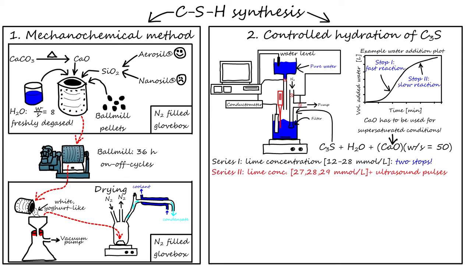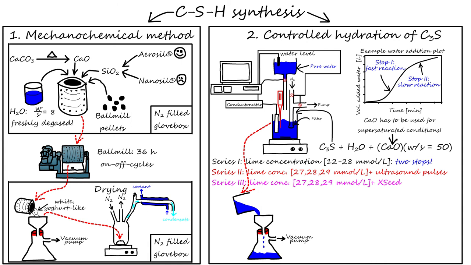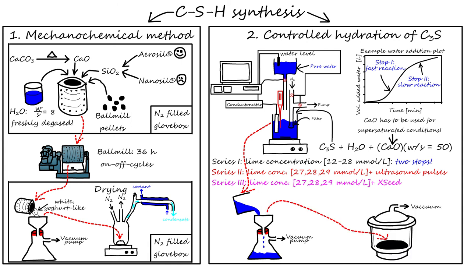The second series used high lime concentrations, but an ultrasound probe was inserted into the reactor, and in the third series, Exceed, a synthetic CSH manufactured by BASF, was added. In this video, only the results of series 1 are discussed. Please look for the 2 other series in Elena's thesis, which can be found below this video on the Nanocem website. When the reaction was stopped, the mixture was filtered in a Büchner funnel and washed with ethanol water mixture and finally ethanol only. Eventually, it was dried for a day in a vacuum desiccator.